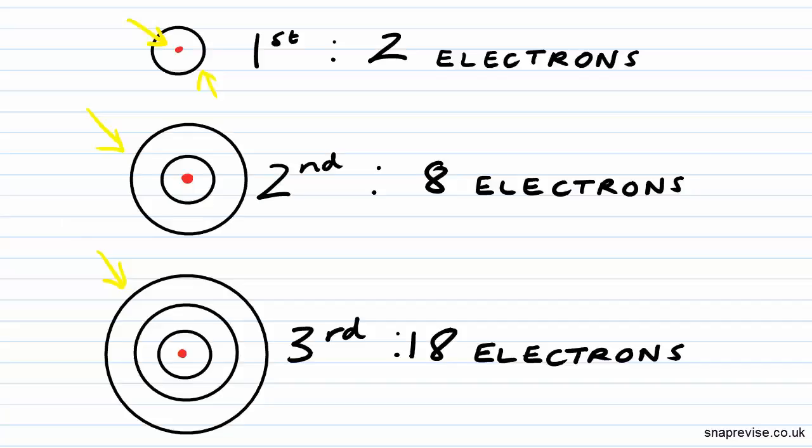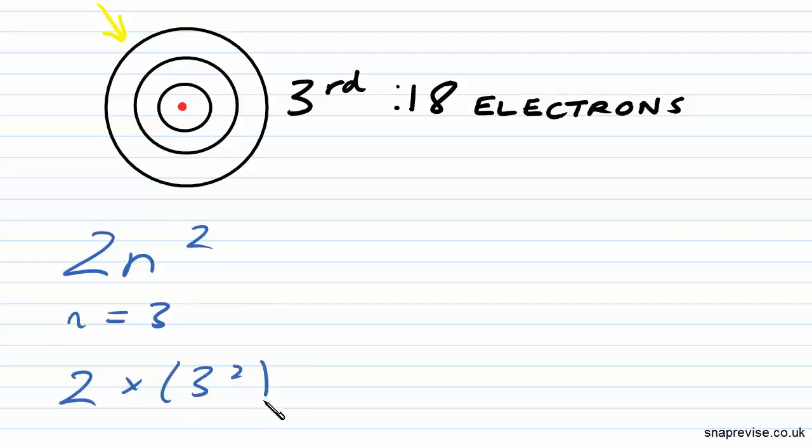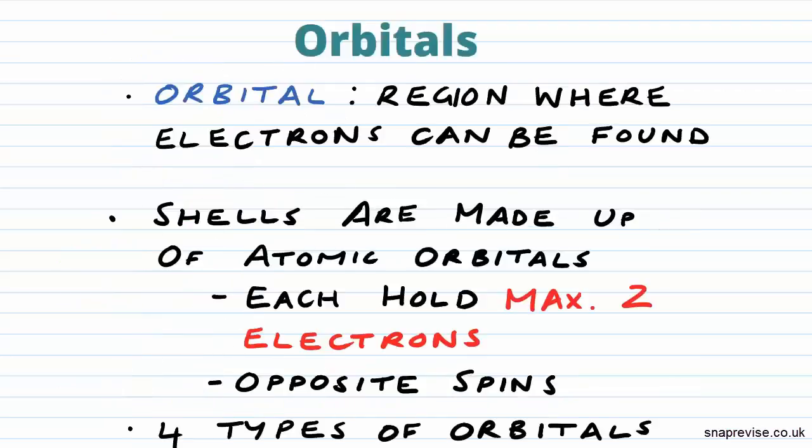Now, the numbers of electrons held within each shell aren't random, they're actually worked out by a formula, and this formula is 2n squared. So if we had n to be 3 for our third shell, we would have 2 multiplied by 3 squared, which is equal to 2 times 9, which is equal to 18. So indeed, 18 electrons. So let's have a look at what orbitals are.